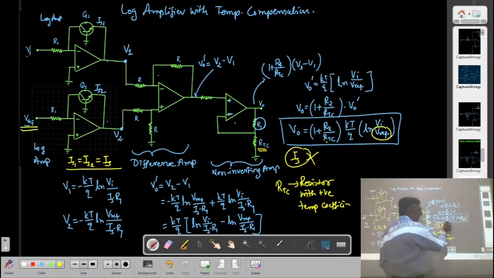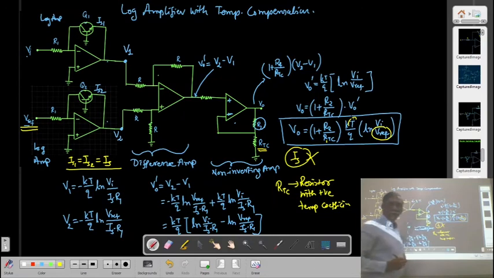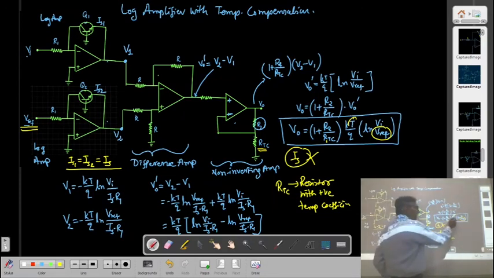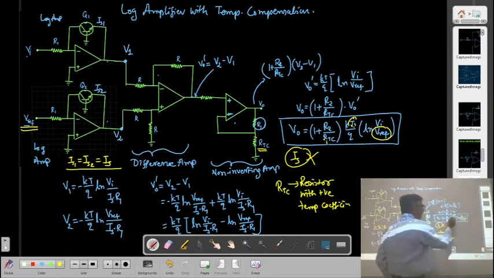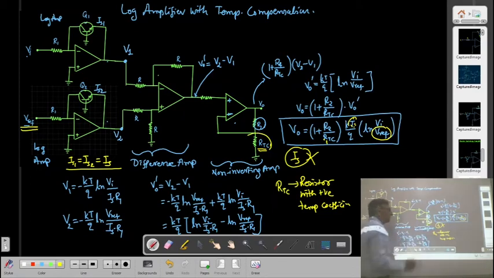Then this RTC is multiplied with this T. So here as the temperature T increases, that is in the numerator, but RTC is in the denominator. So proportionally the RTC will also increase, and therefore whatever the rise in the temperature is there is going to be cancelled out with the RTC. So here in the feedback part, if you connect the RTC, that is temperature sensitive, then the output voltage of this log amplifier will also be independent of the temperature.